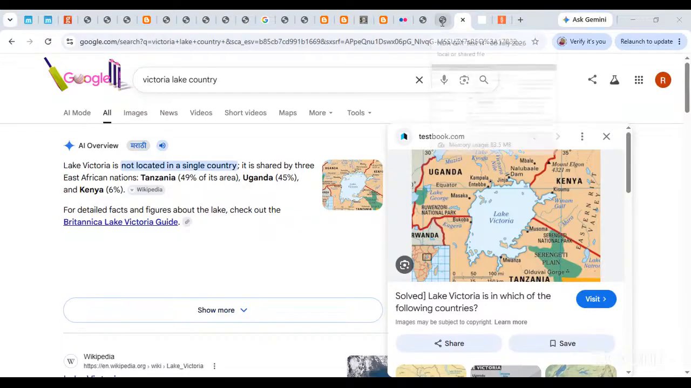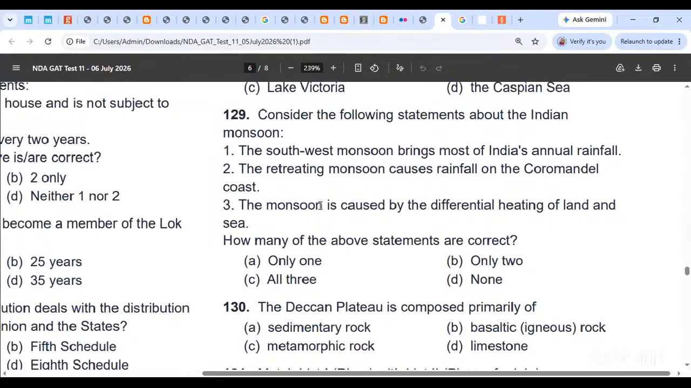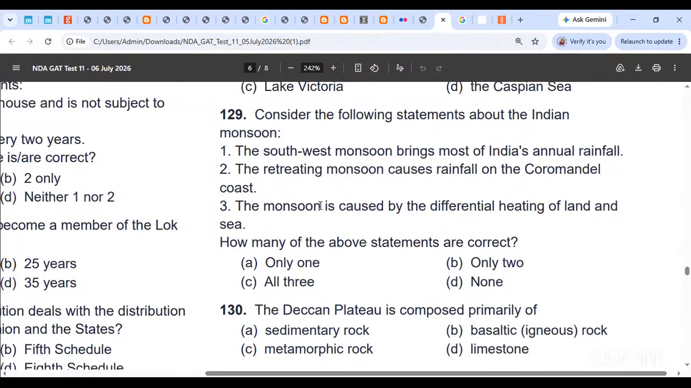Moving forward, consider the following statements about the Indian monsoon. Okay, you're talking about the Indian monsoon now. The southwest monsoon brings most of India's annual rainfall. The retreating monsoon causes rainfall on the Coromandel coast, and the monsoon is caused by differential heating of land and sea. Okay, so these are your options. The statement that the southwest monsoon brings most of India's annual rainfall is absolutely correct.